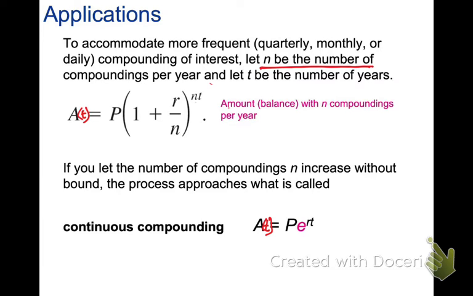Okay, so principal times e to the RT. T is still in years, R is still the rate, and P is still the principal. Continuously means once it stops compounding, it starts again. Find me that bank account and I'm going for it.